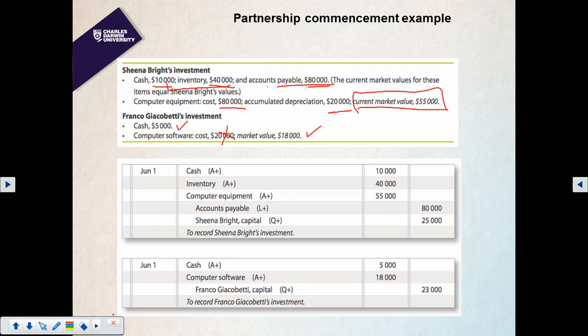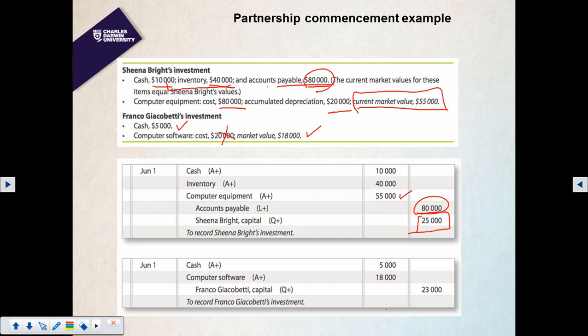Now whenever we are contributing to a business, what is the norm? For example, you are just starting a new business, and these are the things that you are giving to the business. What is the journal entry? It's going to be cash debit, because that is your asset, inventory debit, and then the computer equipment that you are bringing for the business, which has a market value of 55,000, is also going to be debit, and you are also bringing a liability of $80,000, so that is your liability. So the difference between these two, $25,000, is your capital. Is that okay?